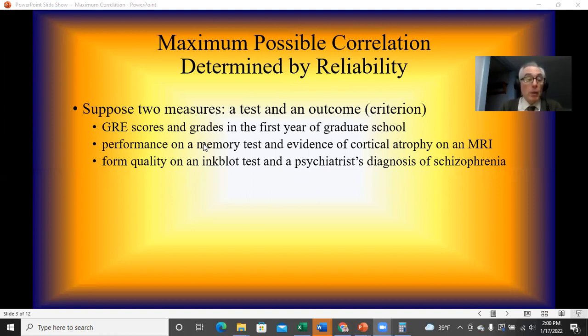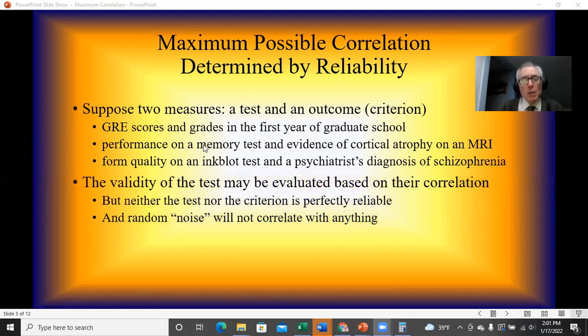At least that's the main reason why one would ask students to take the test. One might want to correlate performance on a memory test with evidence of cortical atrophy on an MRI. The theory here being that both are reflecting dementia, but the memory test can be given in a much more low-tech environment. You don't need to invest thousands of dollars each time you give an MRI. Or we could be saying, could form quality on an inkblot test, the Rorschach, be correlated with a psychiatrist's diagnosis of schizophrenia? In each case, you have a test score, form quality, memory, GRE, and some other criterion.